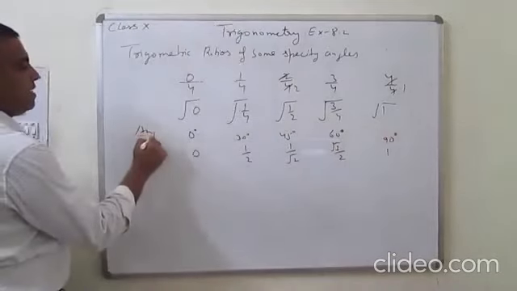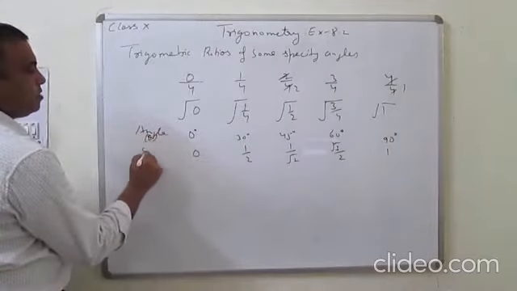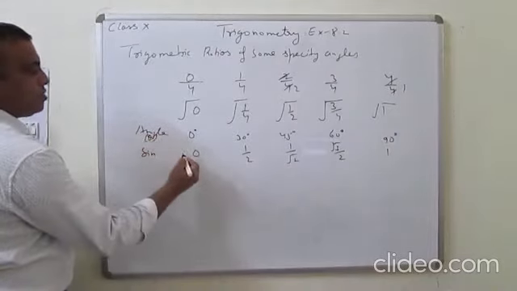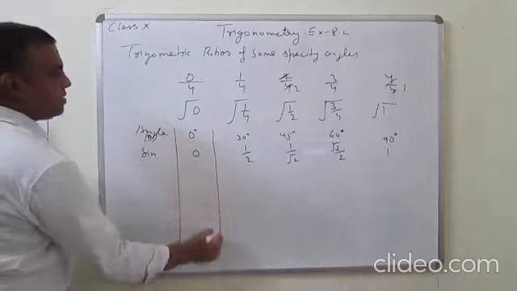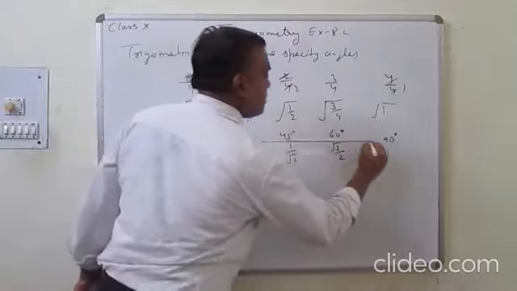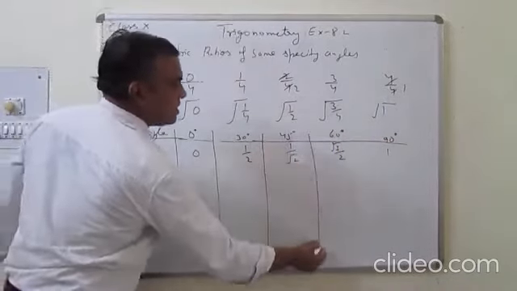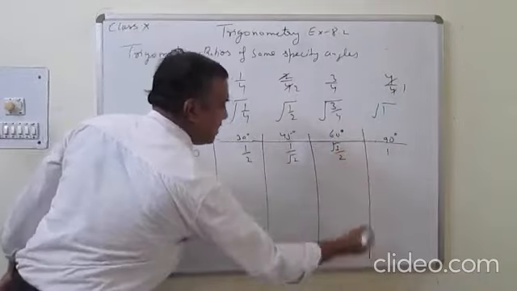Here it is angle, make it theta. Angle को ले लो आप theta. So sin 0 degree is 0, sin 30 degree is 1 by 2, sin 45 is 1 by root 2, sin 60 is root 3 by 2 and sin 90 is 1.